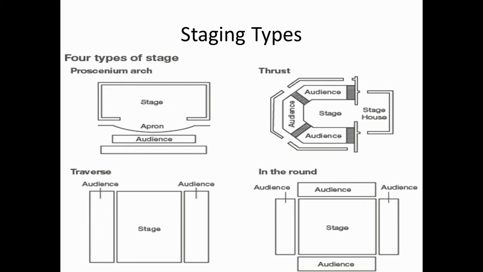There are many different types of staging types. The first one is proscenium arch theatre. The second one is thrust staging. Thirdly, there is traverse staging. And lastly, there is theatre in the round.